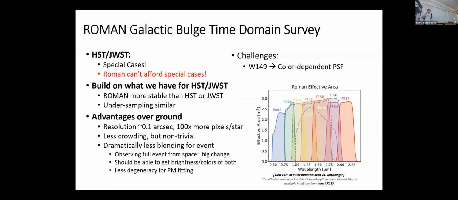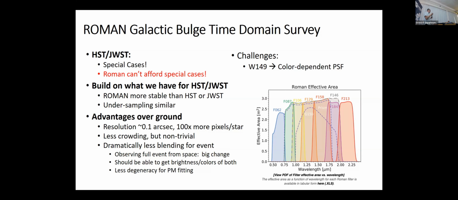So basically, the pipeline that we're putting together for Roman is building on what we have for HST and JWST. Roman is a lot more stable than either of those. It's going to be at L2, but it's going to have a single mirror. So it might breathe a little bit in terms of changing the focal plane, but I don't think the thermal situation is going to change very much.